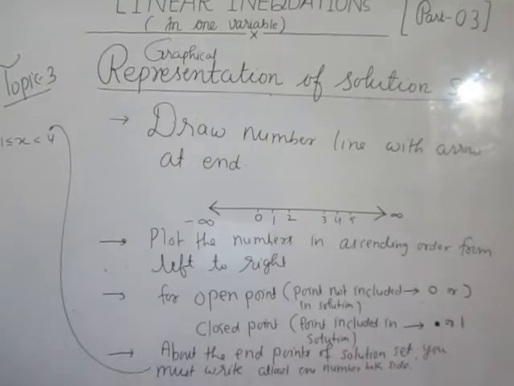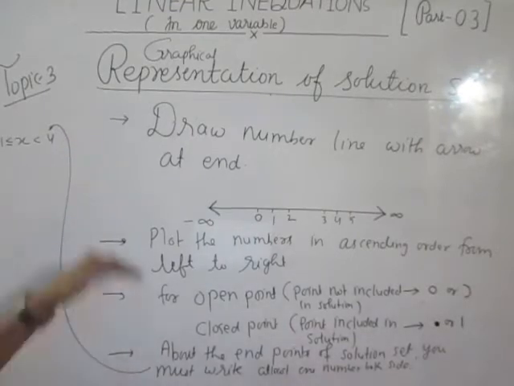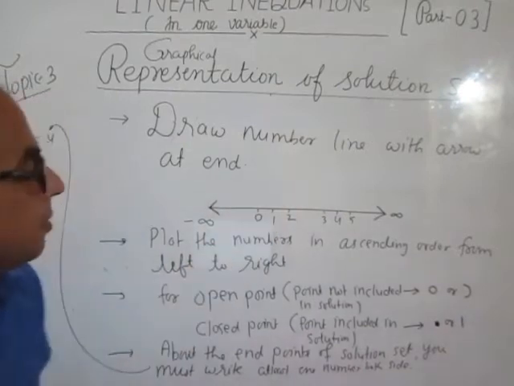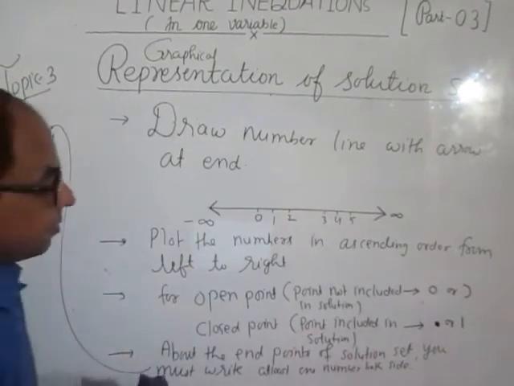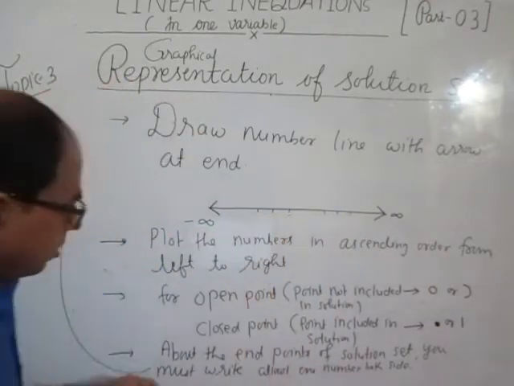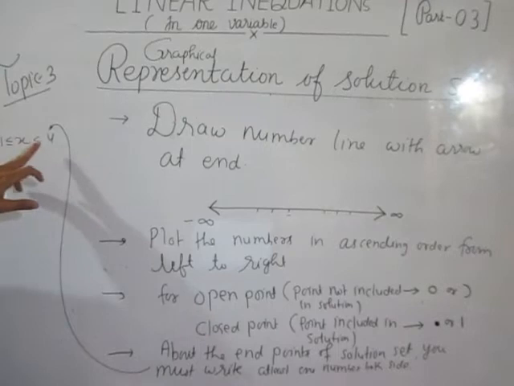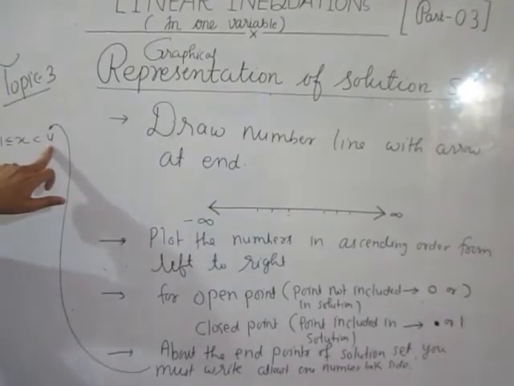So these are the guidelines. Clear? These are the guidelines for plotting solution set on number line. Now let me explain this point. What do you mean by open point? Open point means what? This point is called open point. Why? Because this point is not included in the solution.